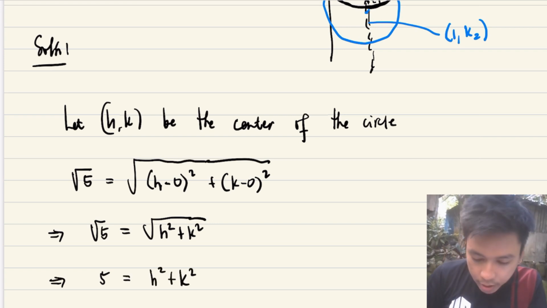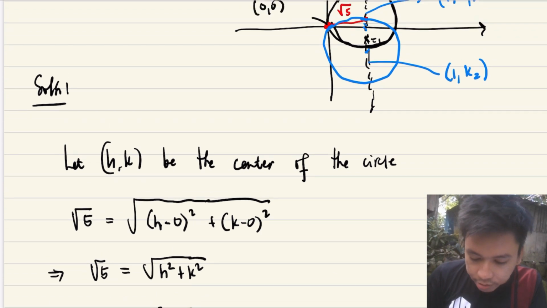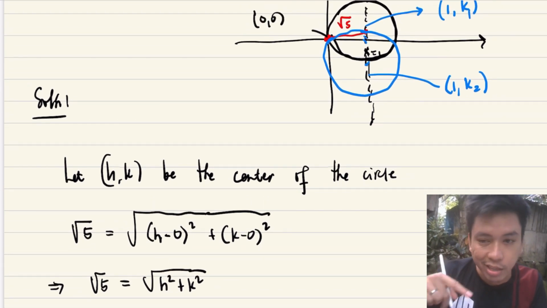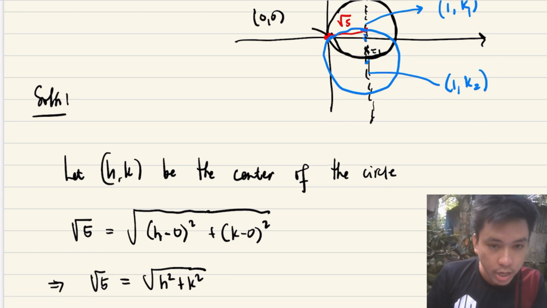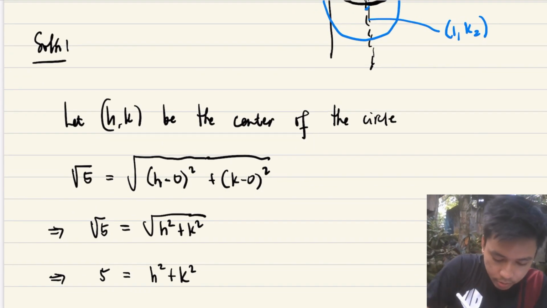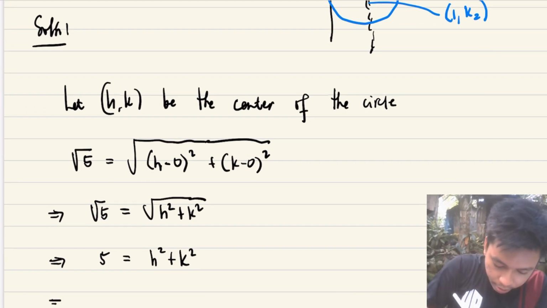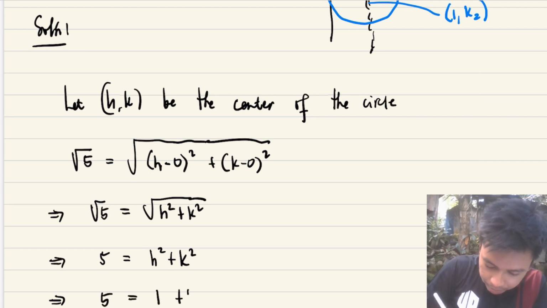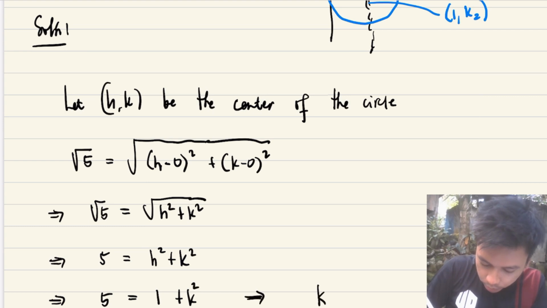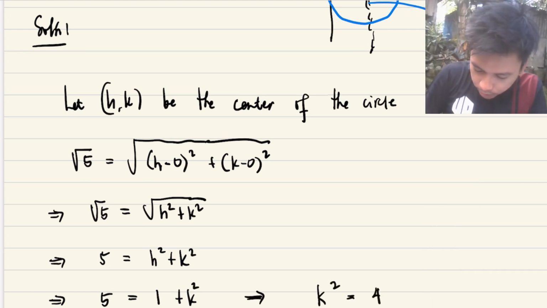But we already know that the center of the circle is found on x equals 1. So that's the line, meaning your h is already 1. So I can have 5 equals 1 plus k squared. This would imply that k squared is equal to 4, and so your k is equal to plus or minus 2.